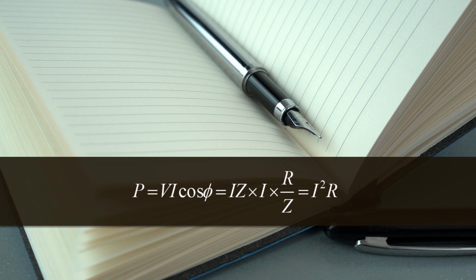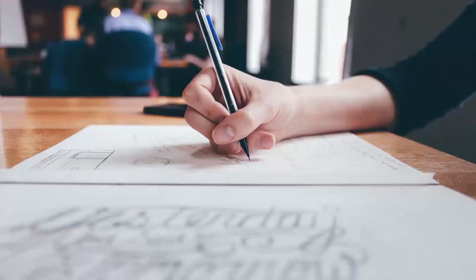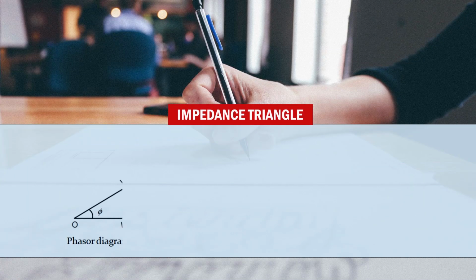So this power P can be written as VI cos phi. Now multiply Z in the numerator and divide by Z also. So this can be written as I into Z into I into R upon Z. So this I into I can be written as I square and Z will be cancelled out. So the equation of power can be written as I square R. So this equation shows that power is actually consumed in resistance only. Inductance does not consume any power. Now we have to understand what is the impedance triangle.